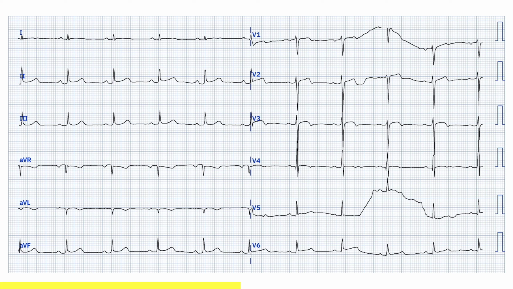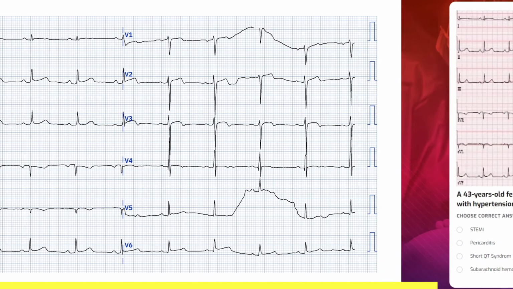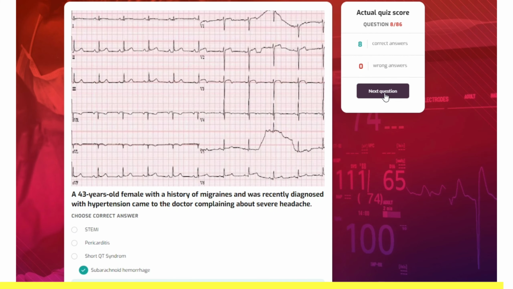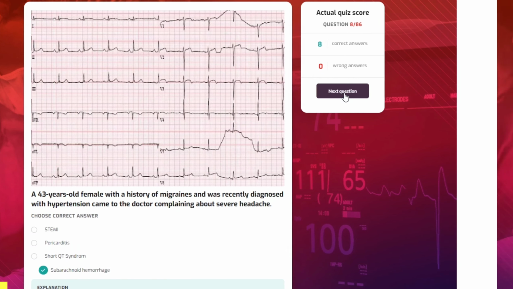As we can see in this ECG, the heart rate is 58 beats per minute. That is the sign of bradycardia. Rhythm is normal. QRS complex is upright in lead 1 and lead 3, suggesting normal cardiac axis. QRS complexes are narrow. QT interval is slightly prolonged. The T wave abnormalities can be seen in precordial leads. In summary, this ECG suggests subarachnoid haemorrhage, as given here as the last option. Let's check our answer. It is correct.